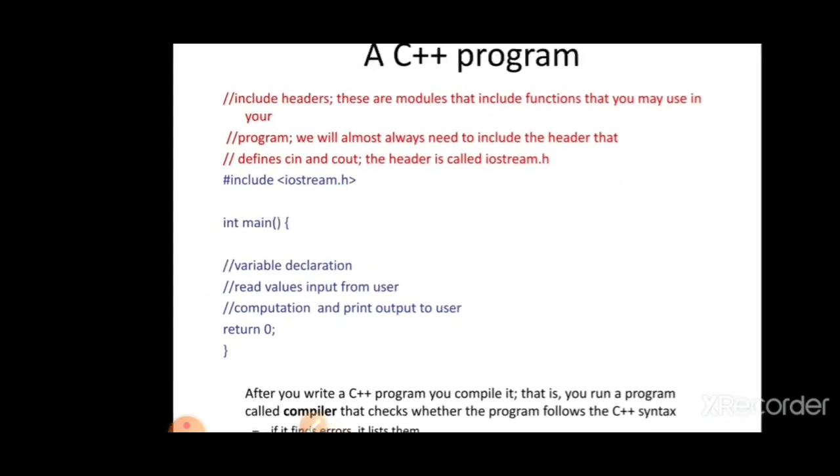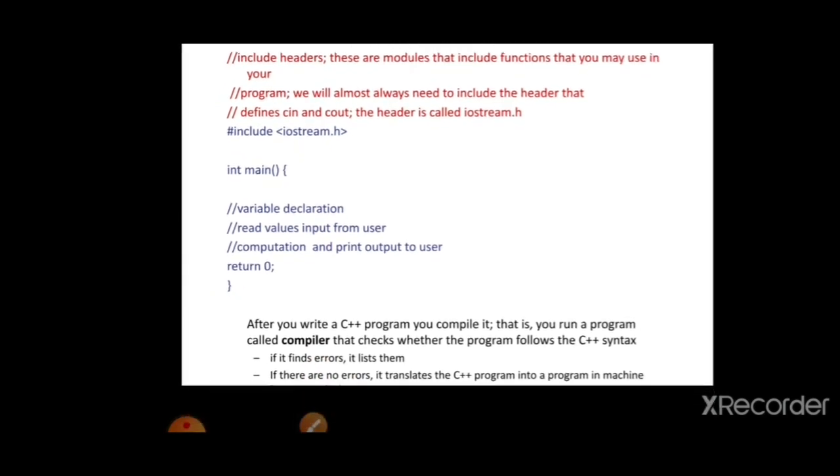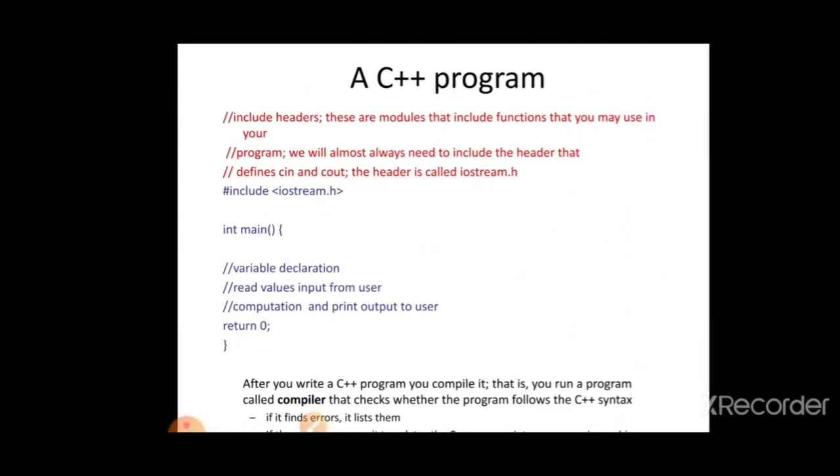Next we come to variable declaration. Here you can see your declared variables, and at the end of the program, return 0 and a closing brace. The program structure in C++ starts with the header file, variable declaration, the main task or logic part of the program, and the return statement and closing brace. So this is the simple C++ program structure.